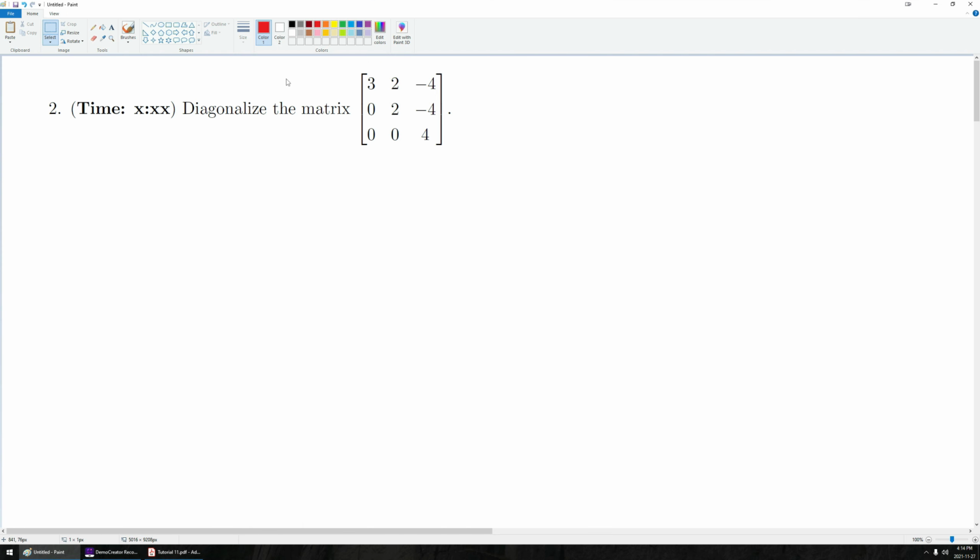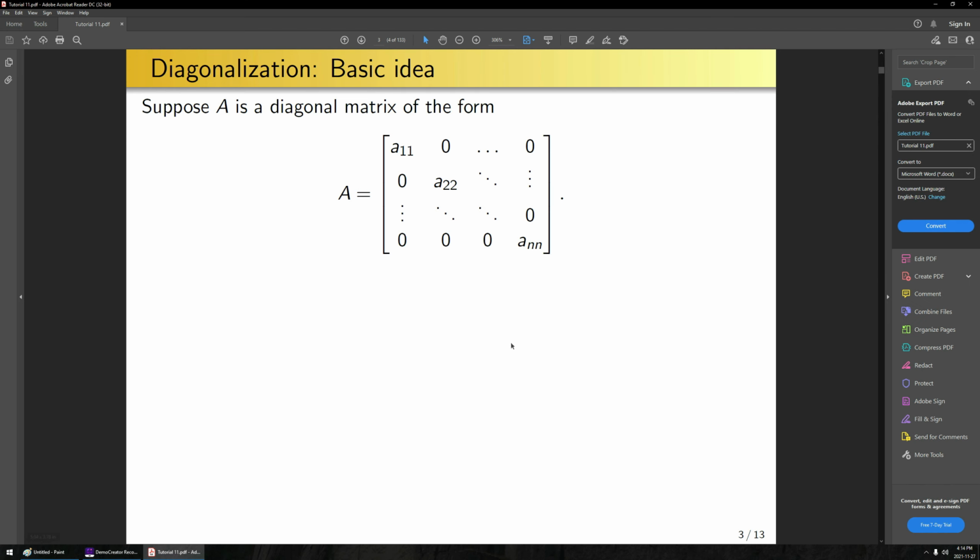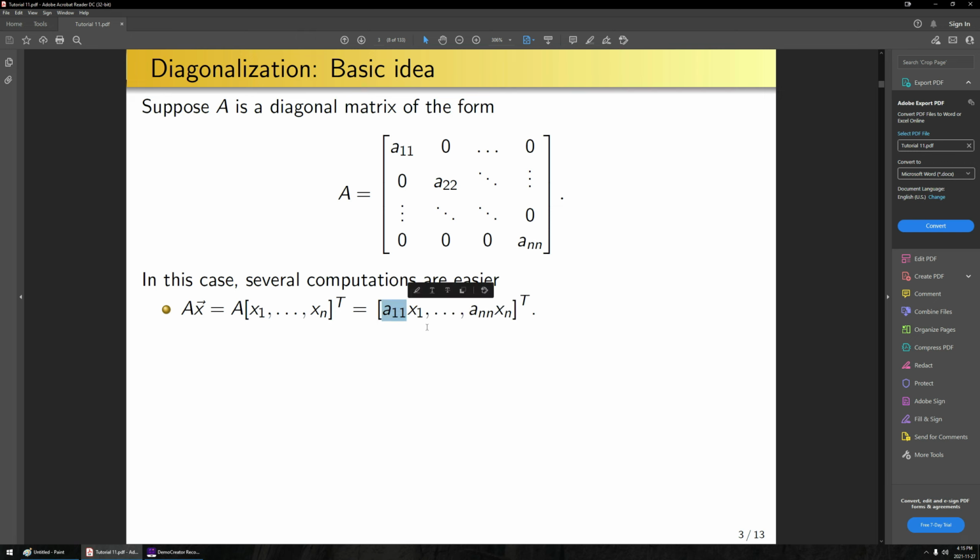Suppose A is a diagonal matrix. Rather than saying let's do something to make it diagonal, let's just say, what if it is? What nice things occur if it's diagonal? Well, it turns out that lots of computations become quite a bit easier. For instance, if I want to take A times a vector x, where x is x1 up to xn, and A is a diagonal matrix, then this product is simply scaling each one of these terms, just a11x1 up to annxn. You don't have to add the terms together.